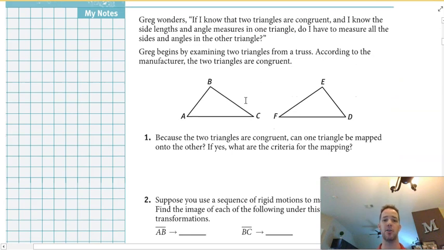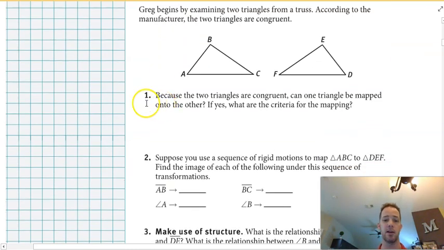Greg wonders, if I know that two triangles are congruent and I know the side lengths and angle measures in one triangle, do I have to measure all the side lengths and angle measures in the other triangle? Greg begins by examining two triangles from a truss. According to the manufacturer, they're congruent. Because the two triangles are congruent, can one triangle be mapped onto the other? If yes, what is the criteria for mapping?